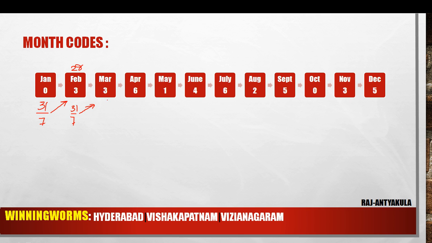March has how many days? 31 days. And 31 plus 3 is 34. When 34 is divided by 7, what is the remainder? 6. So 6 is the month code for April.